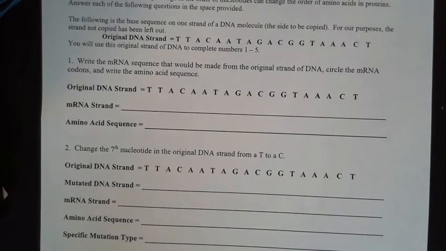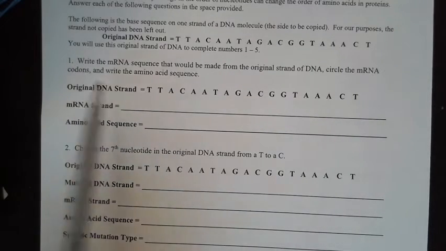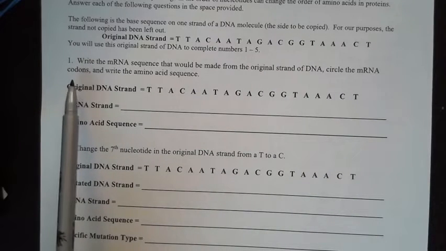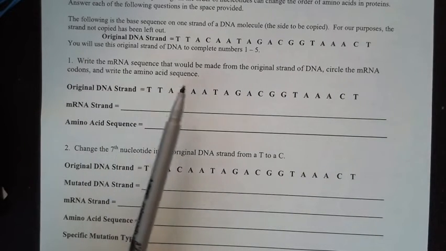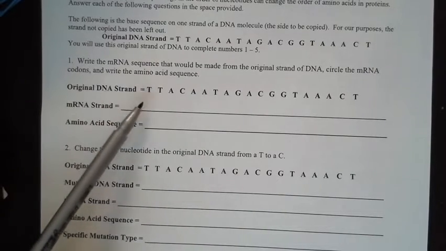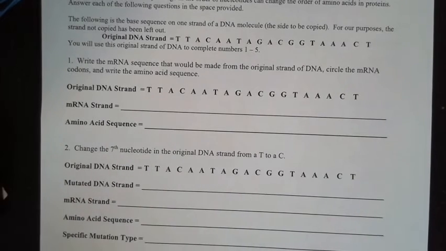Number one, you have to first write down the mRNA sequence that we'd make from the DNA, circle your codons, and then write down the amino acid sequence. So the original DNA is here. We are going to give the mRNA complement. I'm going to do the first three with you. Then I'll have you pause this video and finish it on your own.